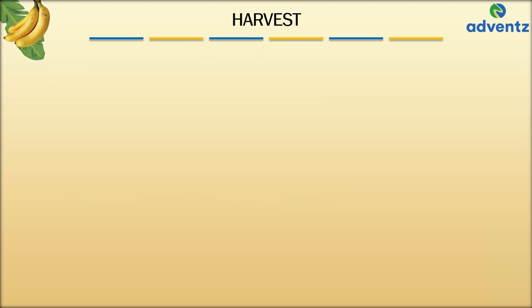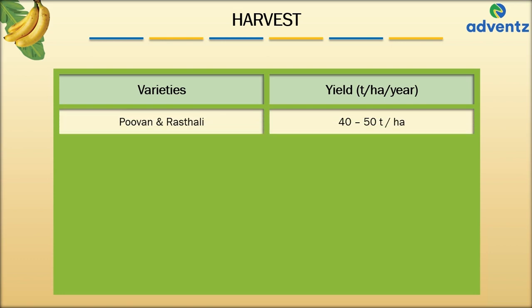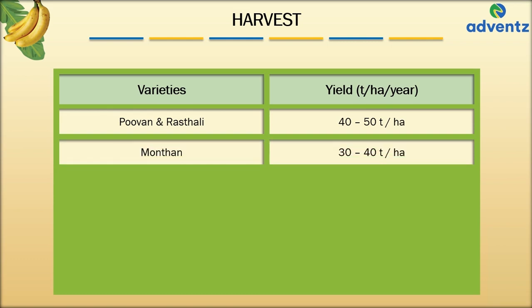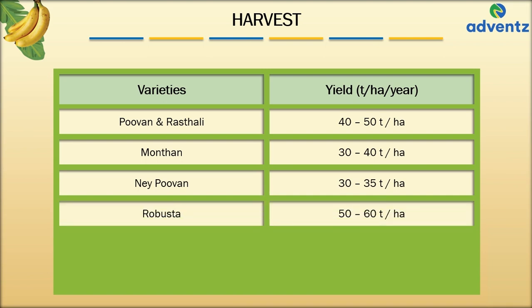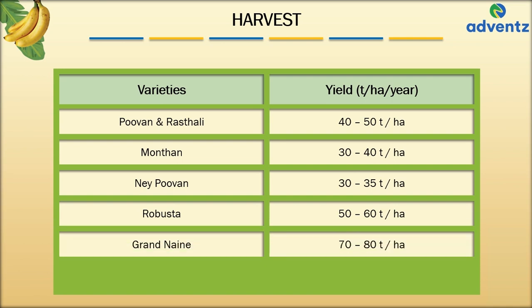Let's see the yield per hectare for different varieties of banana at the time of harvest. For the varieties Puvan and Rasthali, the yield is 40 to 50 tons per hectare per year. For Manthan, the yield is 30 to 40 tons per hectare per year. For Nepuvan, the yield is 30 to 35 tons per hectare per year. For Robusta, it is 50 to 60 tons per hectare per year. For Grand Nain, it is 70 to 80 tons per hectare per year.